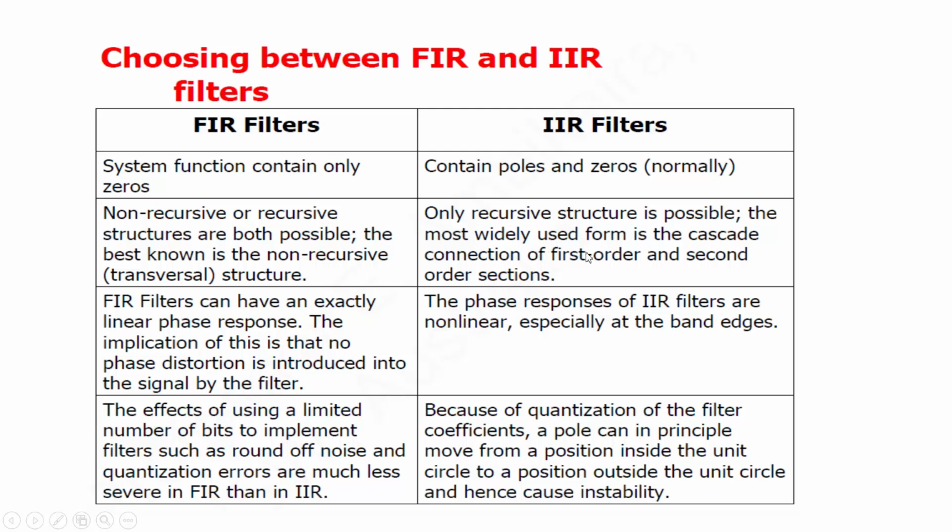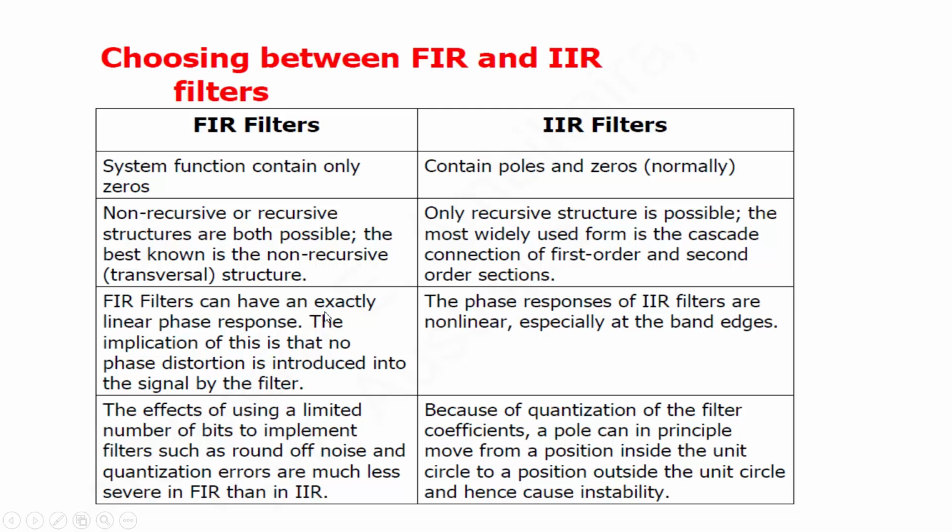The most widely used form is the cascade connection of first order and second order sections. We have already seen the various types of structures by which we can design the IIR filters, involving direct form 1, direct form 2, parallel structures, canonic form, and cascade structures. Out of that, the cascade structure is the most widely used type of structure to implement IIR filters.